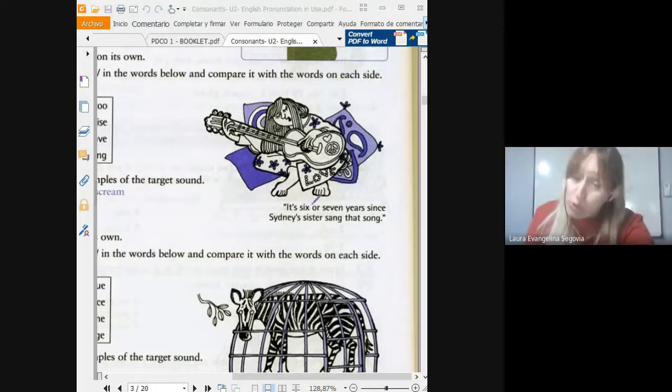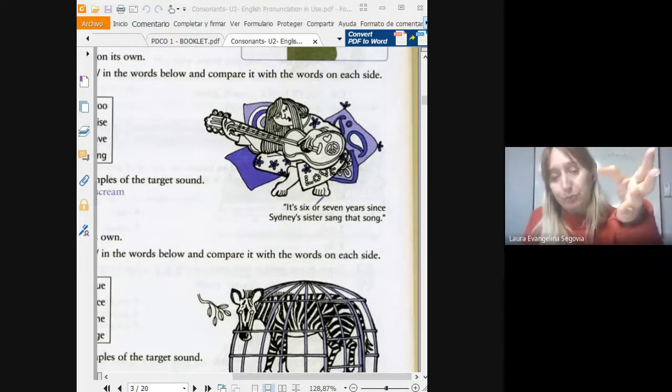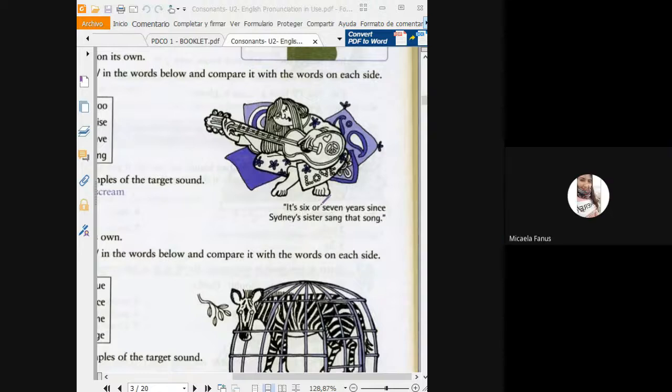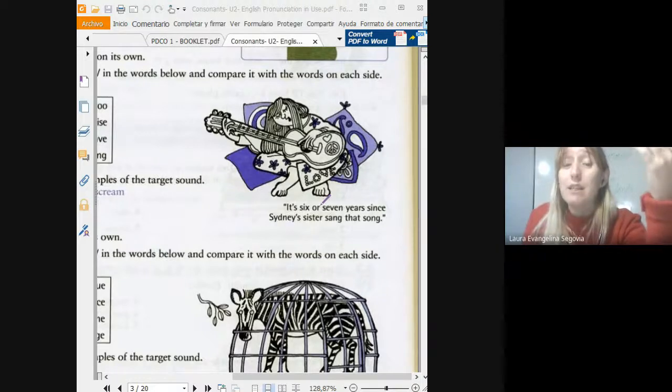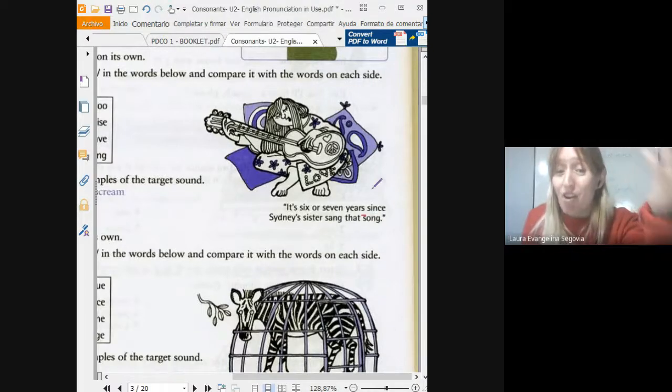If I have to pronounce all the words here correctly in isolation, which means the word alone, I should produce all the sounds. It's 6 or 7 years since Sydney's sister sang that song. It would be like that, yes.